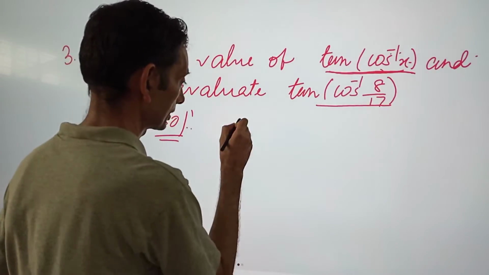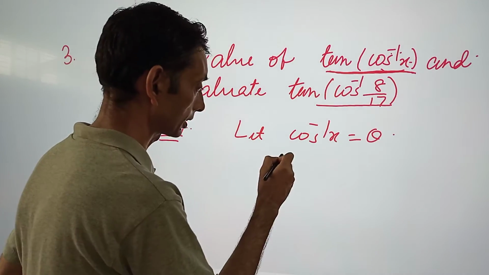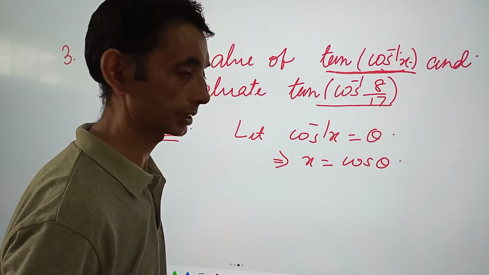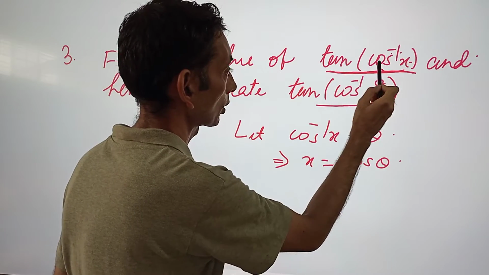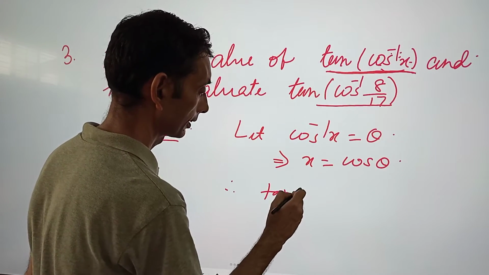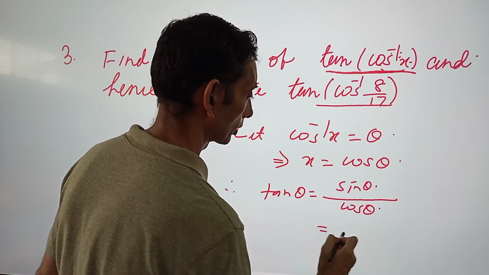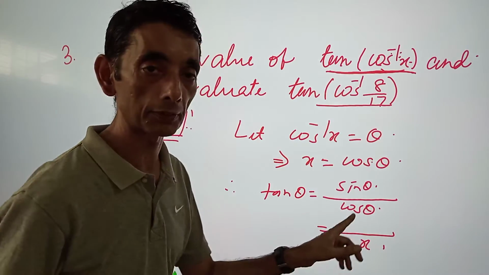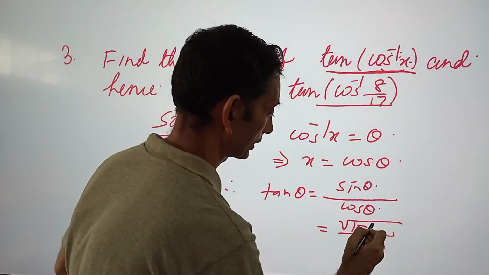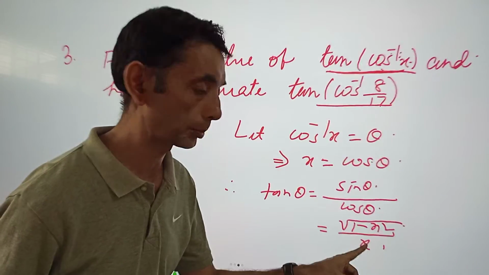Let cos inverse x be equal to theta. This implies x is equal to cos theta. Now what do we need to find out? We need to find the value of tan cos inverse x. But cos inverse x is theta. Therefore, we need to find the value of tan theta. Tan theta is sine theta by cos theta. Cos theta is x, so sine theta also you can write in terms of x. Sine theta is under root 1 minus cos square theta, and cos square theta means x square. So we can write tan theta as under root 1 minus x squared by x.